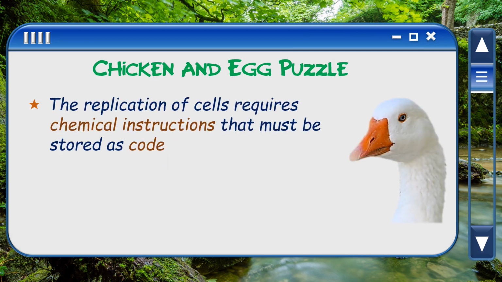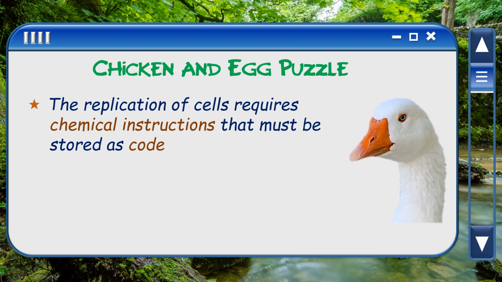Chicken and egg puzzle. Before we go through the chicken and egg puzzle, there is this puzzle we used to discuss: an egg and a chicken, which came first. Now, we have seen Louis Pasteur saying that cells come from pre-existing cells. This brings us to the chicken and egg puzzle.